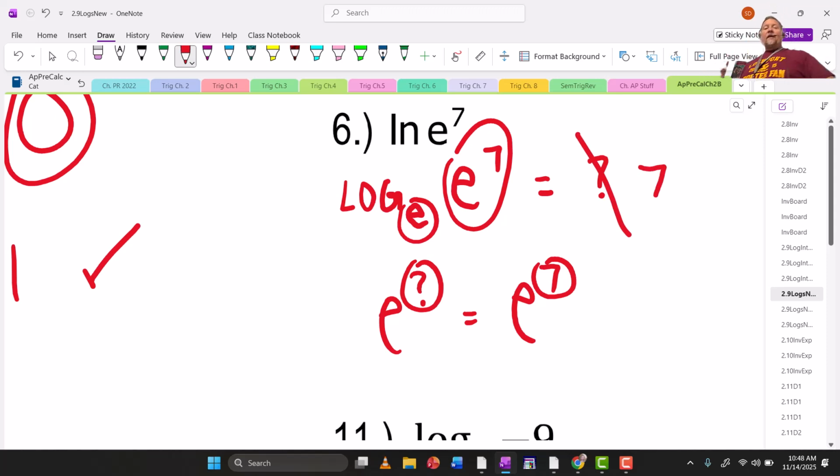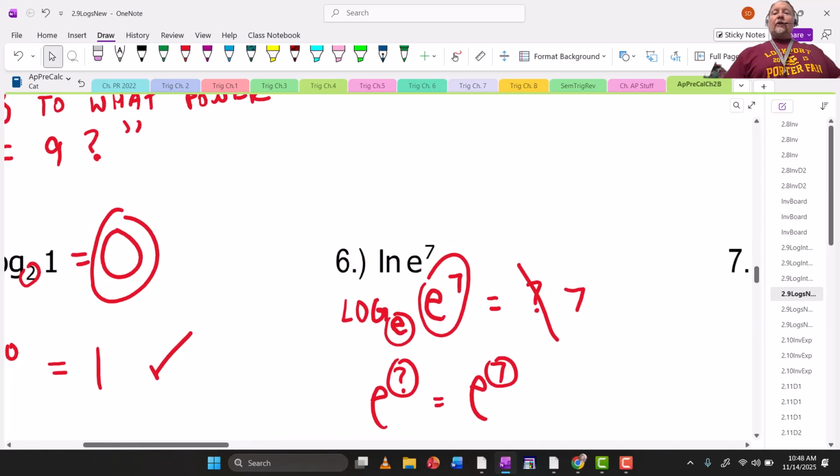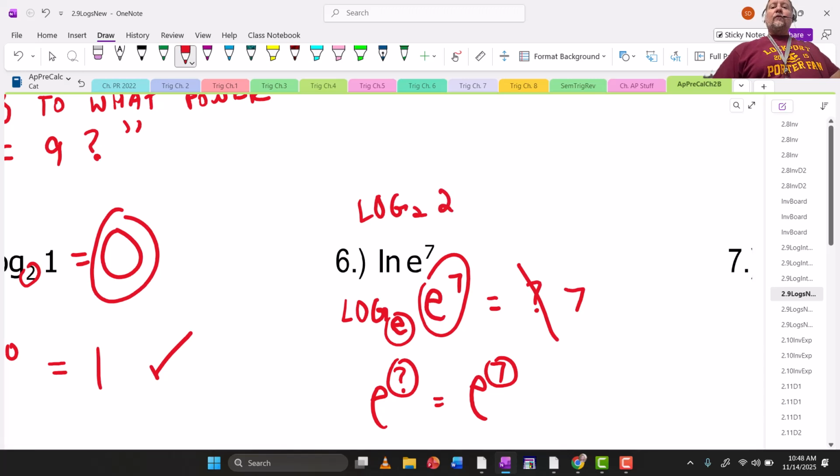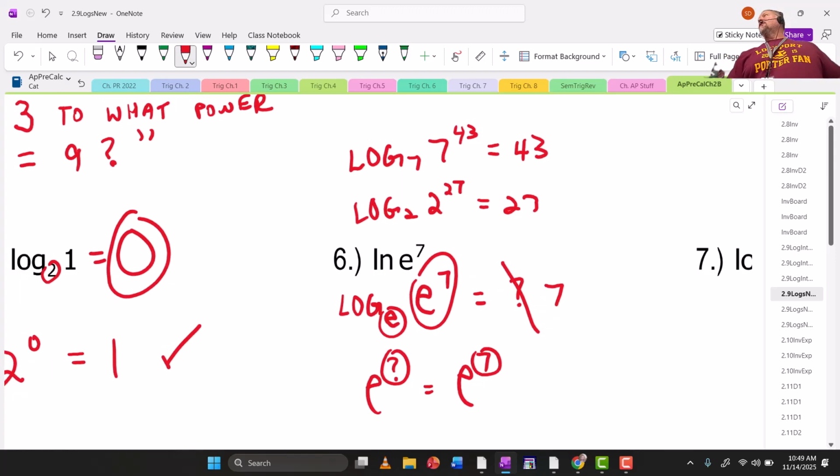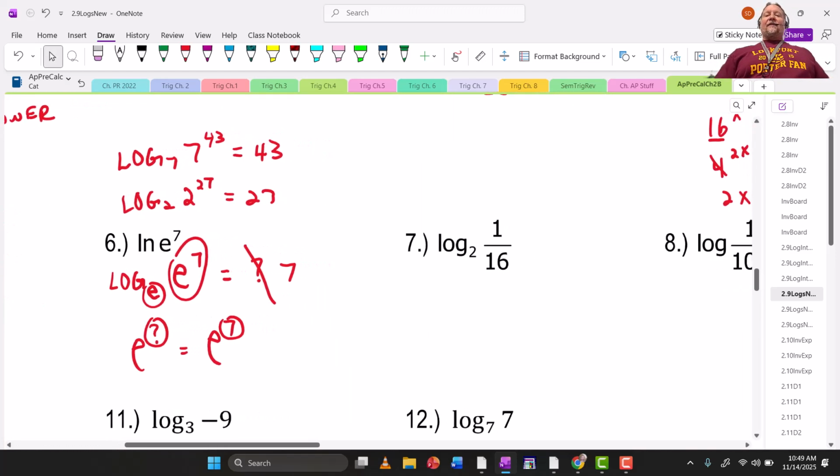So anytime, look, I could put a million of these here. What's log base 2 of 2 to the 27th? 27. What's log base 7 of 7 to the 43rd? What's the answer, everyone? 43. It's the exponent on that. Are you paying attention? Looked like you were staring at the floor. I know they're exciting. The tiles have so many different colors. All right, and so on and so on and so forth. This is an identity of sorts here.